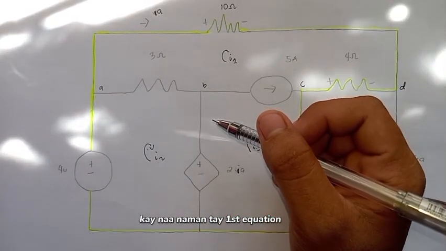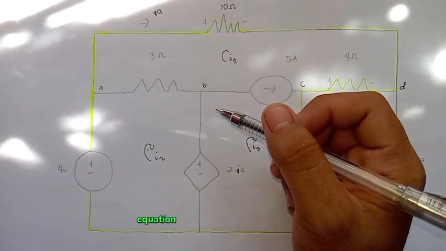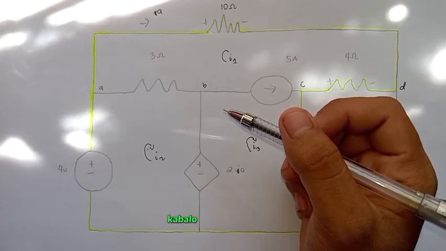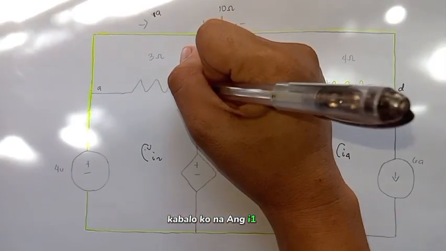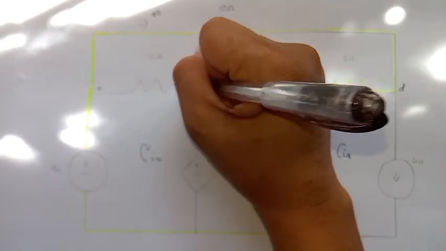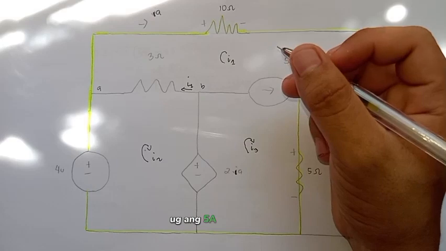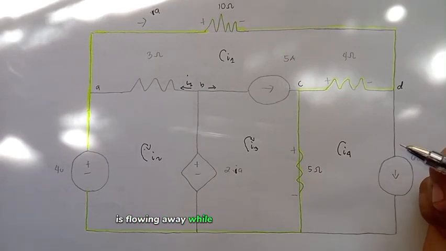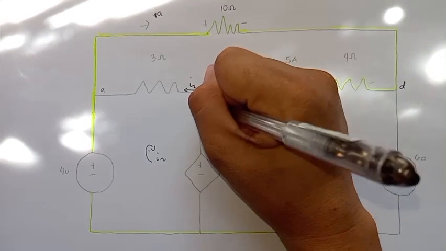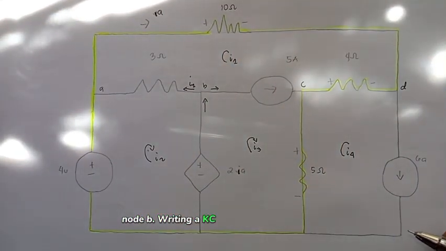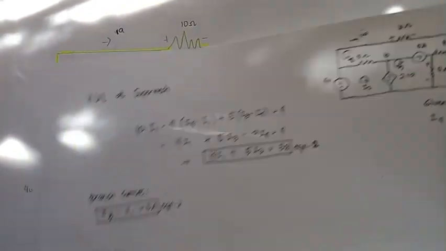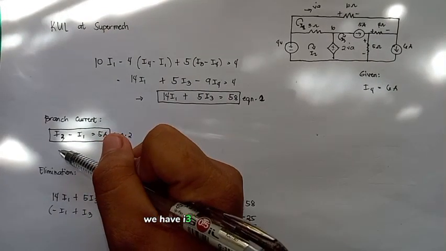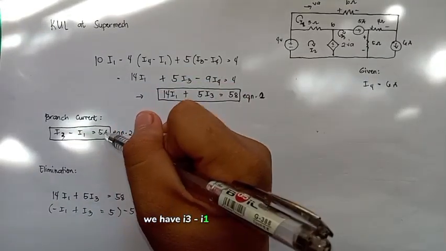Since we already have our first equation, what we will do is make a constraint equation by analyzing the current flowing through or away from node B. By inspection, I know that I1 is flowing through, and the 5 amps current is flowing away, while I3 is flowing through node B. Writing a KCL equation, we have I3 minus I1 equals 5A.